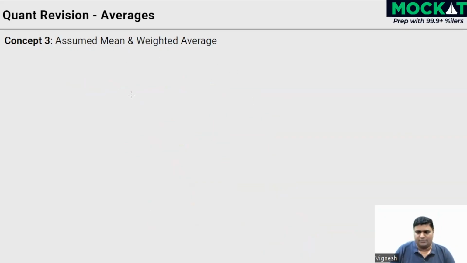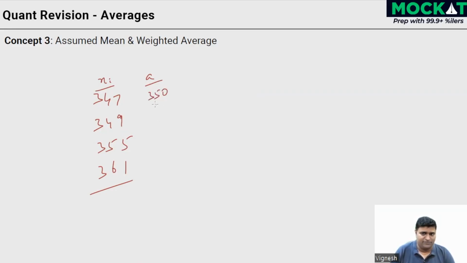On to assumed mean, right? So when we have to find the average of, let's say, 347, 349, 355, and 361, adding all of them up and then dividing by 4 can be done. It's a little cumbersome. What could be better over here is to take an assumed mean. These are my xi, and my assumed mean, I can take it as, let's say, 350. It can be one of them or it can be any number between them, right? So assumed mean is 350 everywhere.